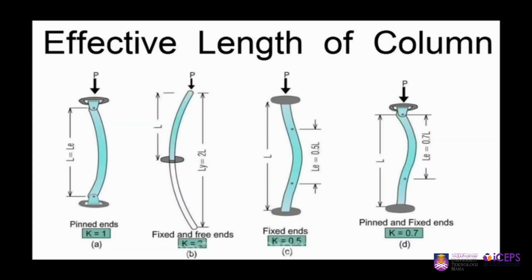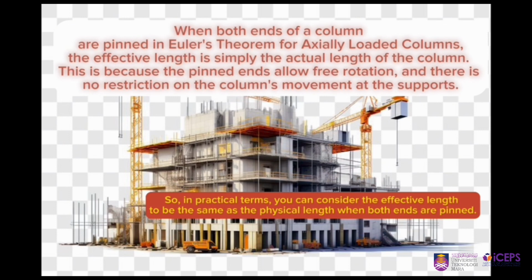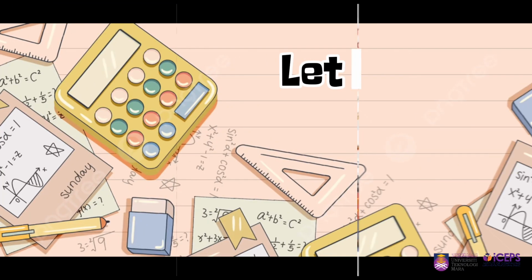When both ends of a column are pinned in Euler's theorem for an axially loaded column, the effective length is simply the actual length of the column. This is because the pin ends allow free rotation and there is no restriction on the column movement at the support. Or, in practical terms, you can consider the effective length to be the same as the physical length when both ends are pinned.